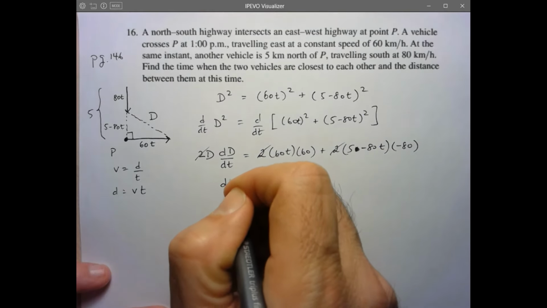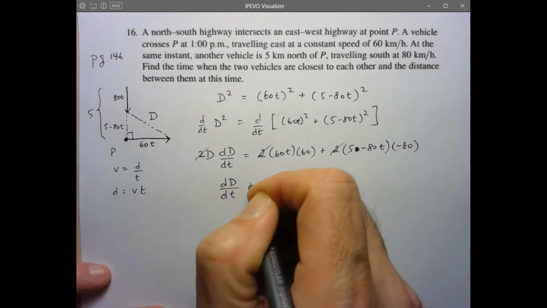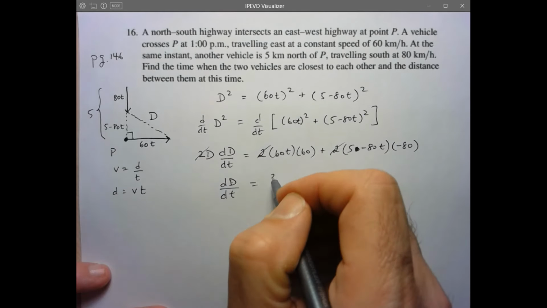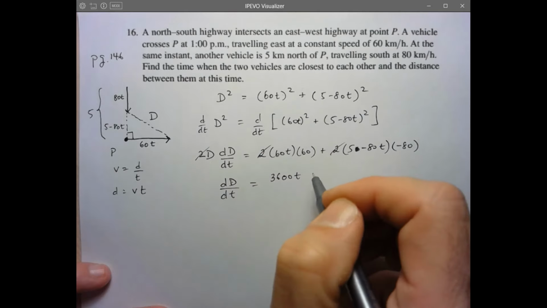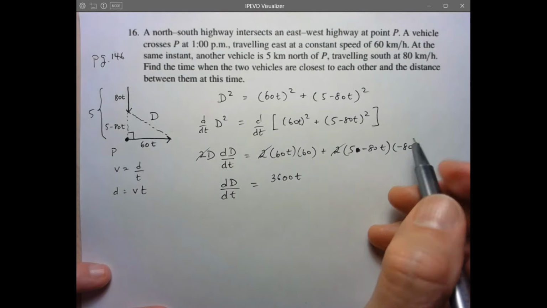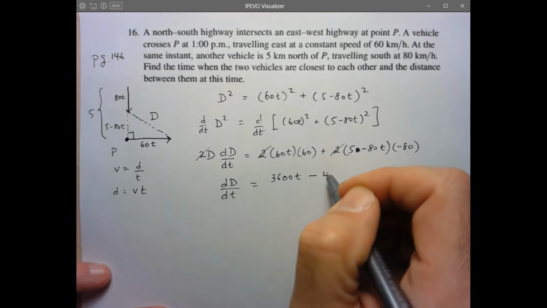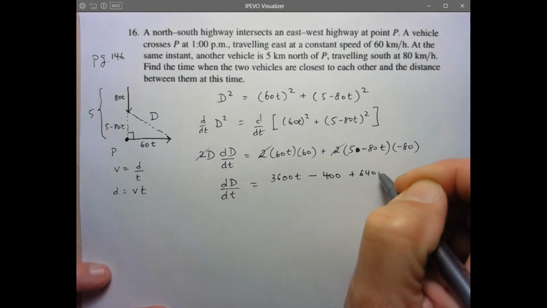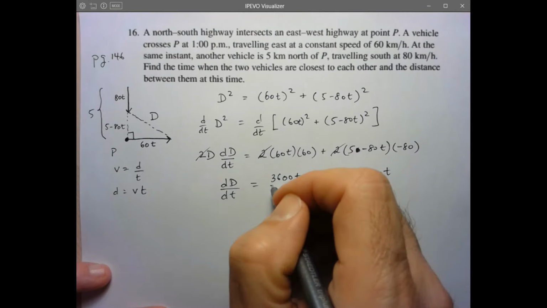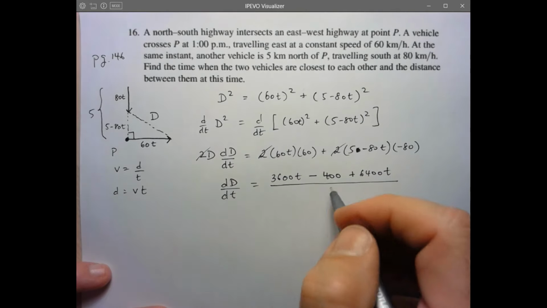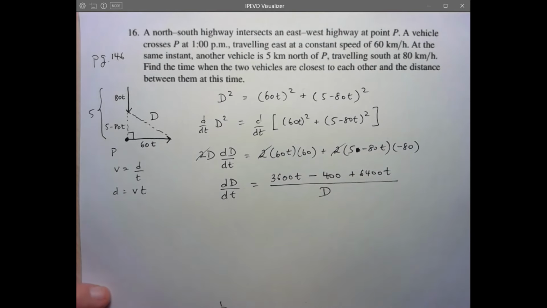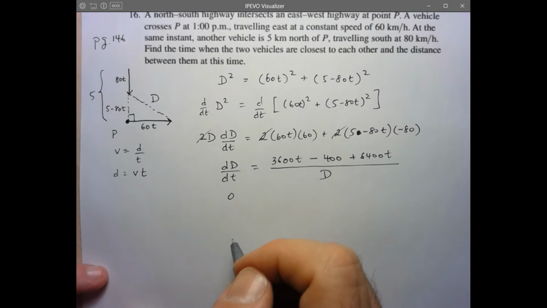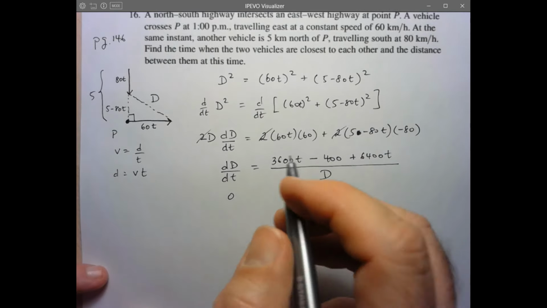So if I'm looking for the derivative of the distance with respect to time, that's just equal to, so now I'll clean this up a bit. So 60 times 60, that's 3600t. Here I've got 5 times negative 80, so minus 400. And then negative 80 times negative 80 is positive 6400t. Okay, all over, and I'll just divide the distance to the other side of the equation. But remember what I'm looking for, I'm looking for where the derivative is equal to 0, because I'm trying to find the extreme value.